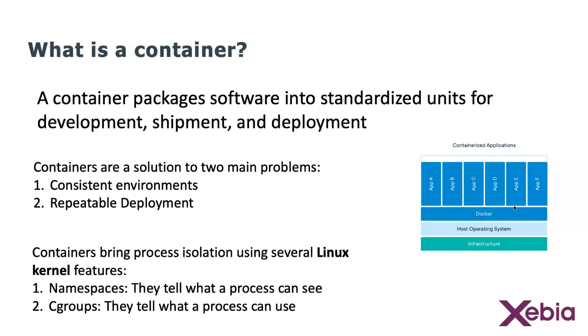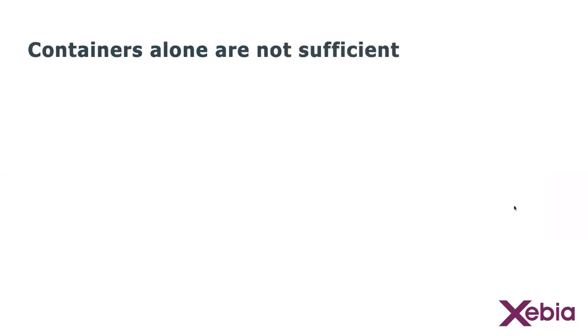So containers use two main features of Linux. The first is namespaces, which tell what a process can see, like network or file system. The second is cgroups, which tell what a process can use, like how much memory, how much CPU. So these are the two key aspects of a container. But containers alone are not sufficient. In 2013 we had Docker, but Docker alone was not sufficient because Docker can only run a process on a machine. So there are more things that you have to do beyond containers, and those are the bigger problems.